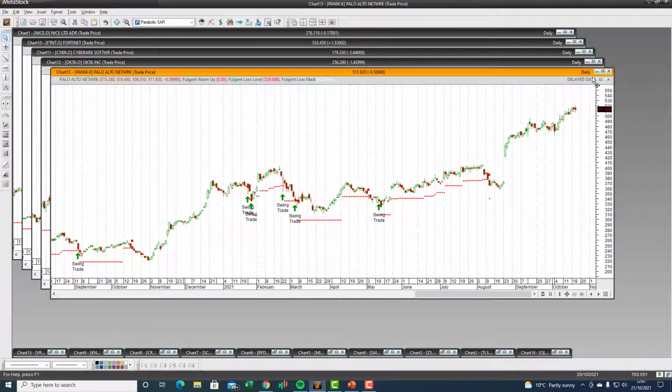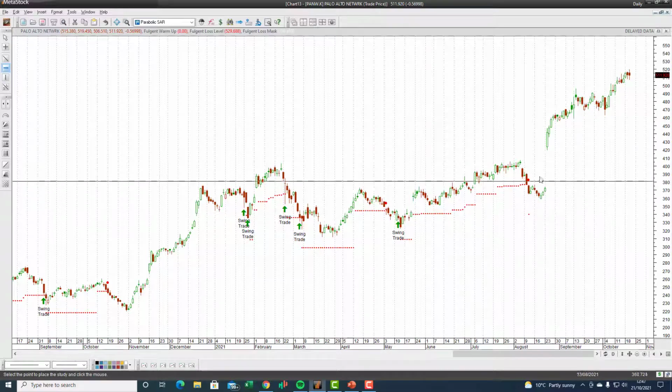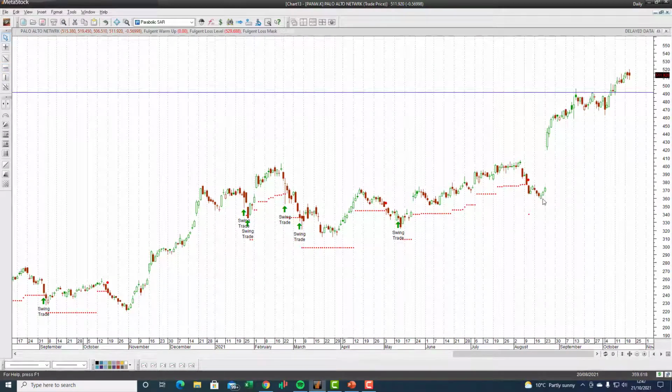There's Palo Alto Networks. This one also nice trading stock. Swing trade worked out well there. The trailing stop needs to be updated to move higher. I suspect these levels up here is the new trailing stop. But absolutely fantastic swing trade, captured a nice move to the upside there.